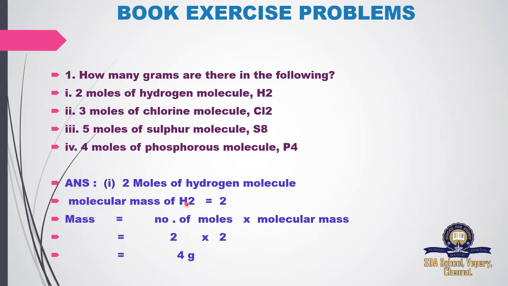The molecular mass of hydrogen, H2, is 2, because the atomic mass of hydrogen is 1, so 2 into 1 is obviously 2. Next, we need to find the mass. So mass equals number of moles into molecular mass. How many moles are present? They said 2 moles. So the number of moles here is 2 and the molecular mass is 2. So 2 into 2 equals 4. So there are 4 grams of hydrogen present in 2 moles of hydrogen molecule.